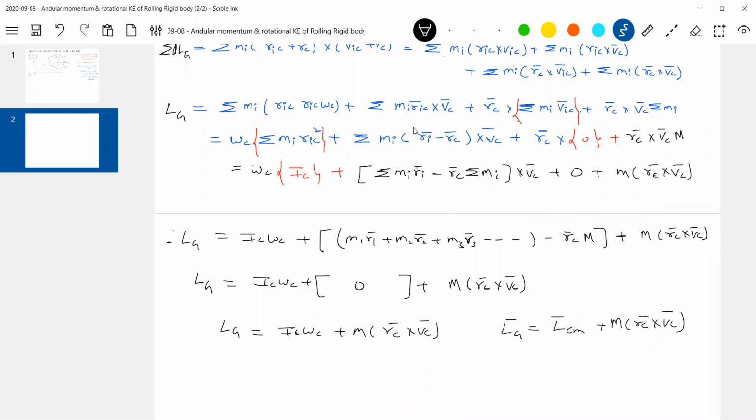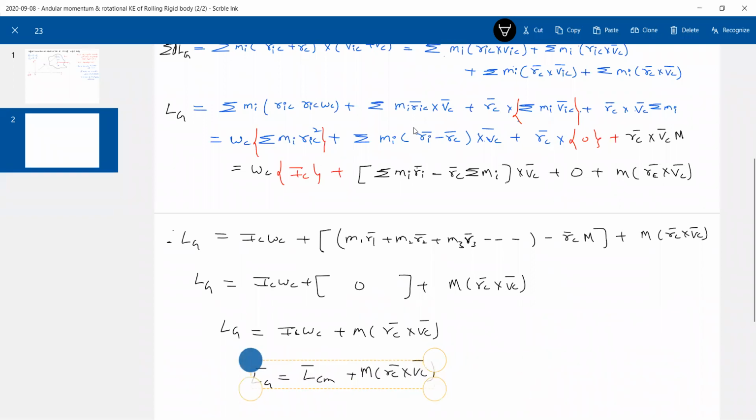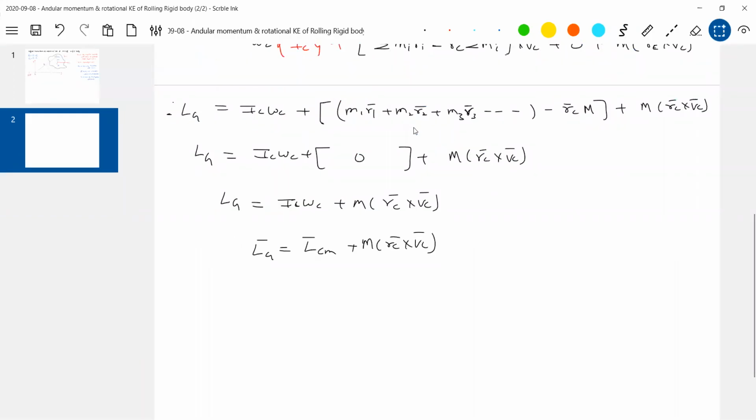So what is the angular momentum of the rigid body which is having a rolling motion? Angular momentum due to rotational motion about center of mass plus angular momentum due to translational motion of center of mass. How should we interpret this? This week our discussion just revolves around this particular formula. So what is this? Angular momentum.